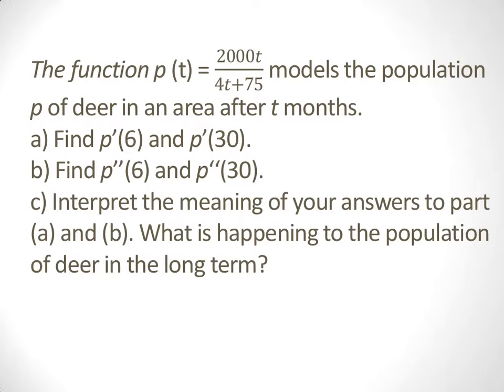The next example is a population model. It's given by this function, and it's for deer in an area after t months. And we need to find the first derivative evaluated at 6 and at 30, and the second derivative evaluated at 6 and at 30, and then we want to interpret the meaning of those. Now 6 would be 6 months and 30 months. So pause the video, please go ahead and find the first and second derivatives of this function and then come back.